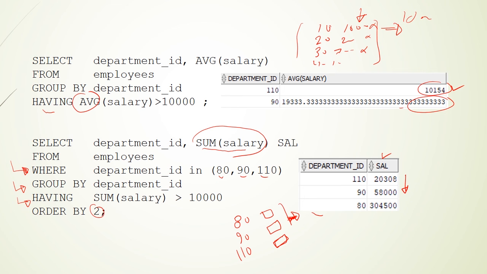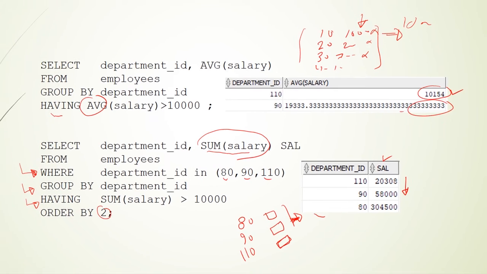So first, Oracle filters the data based on the WHERE condition. Then it groups the data by department ID, calculates the sum of the salaries for each department, and then filters or restricts the data based on the HAVING SUM of the salaries greater than 10,000. And last, it orders the data using the second column.